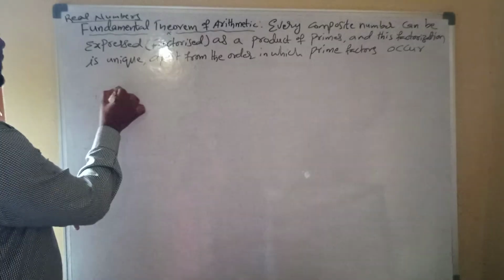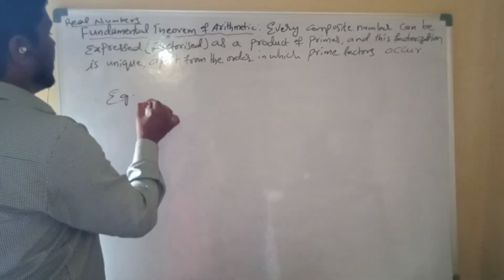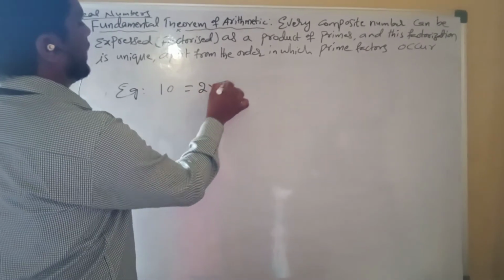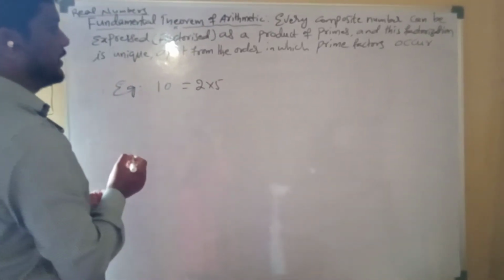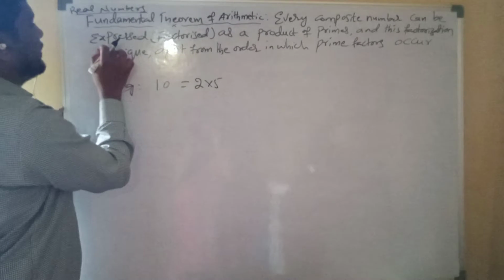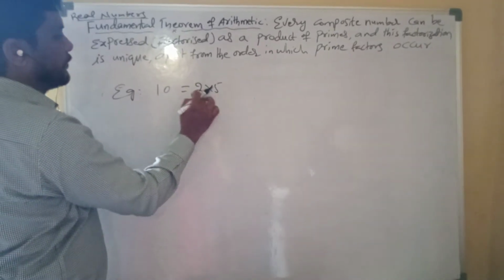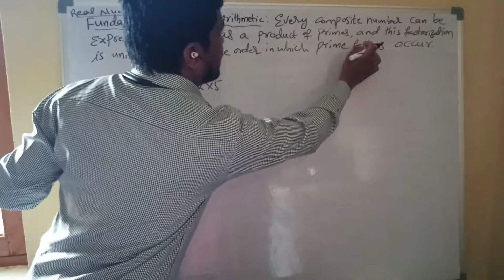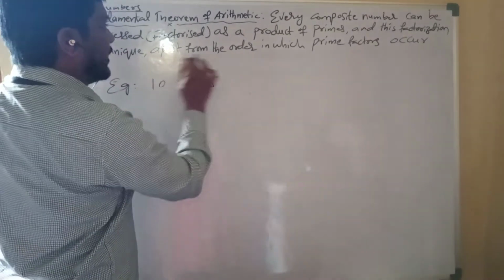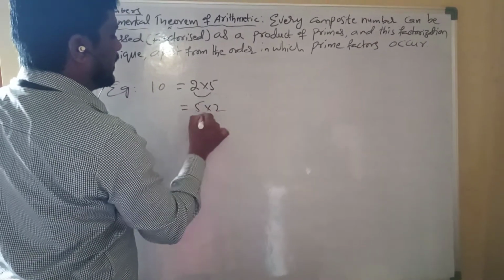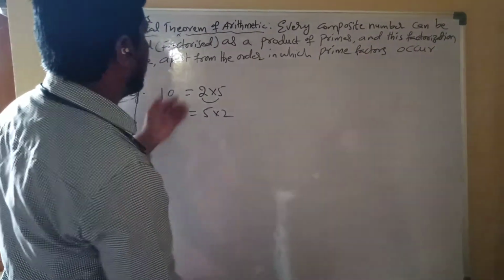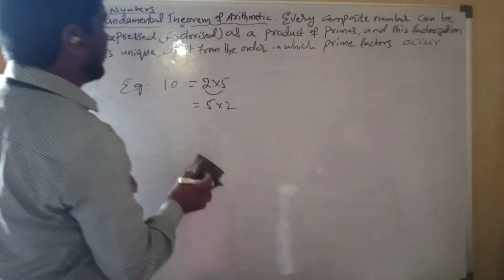Let us take an example here. Suppose I am taking 10. Then it can be written as 2 into 5. Here 2 is a prime number and 5 is also a prime number. Therefore, 10 is a composite number. Every composite number can be expressed as a product of primes. And what the theorem says is that this factorization is unique. Unique why? Because it can be written apart from the order. It can be written as 5 into 2 or 2 into 5. So we are mentioning this factorization is unique apart from the order.